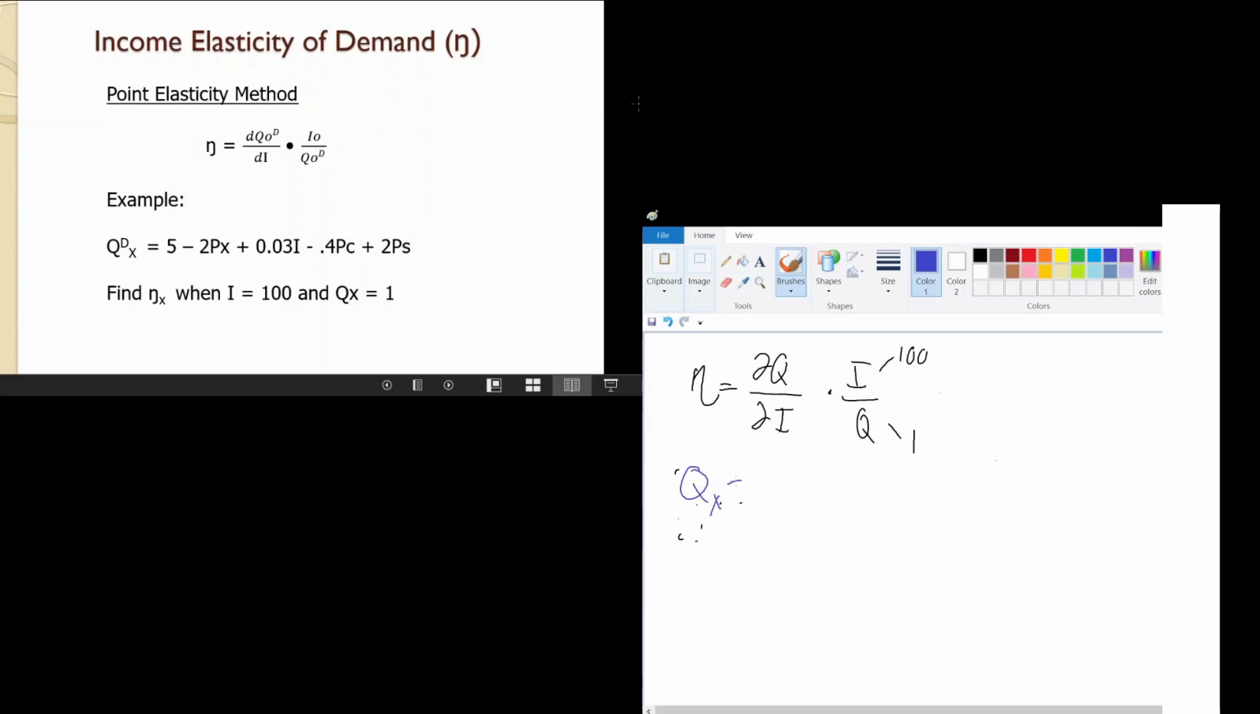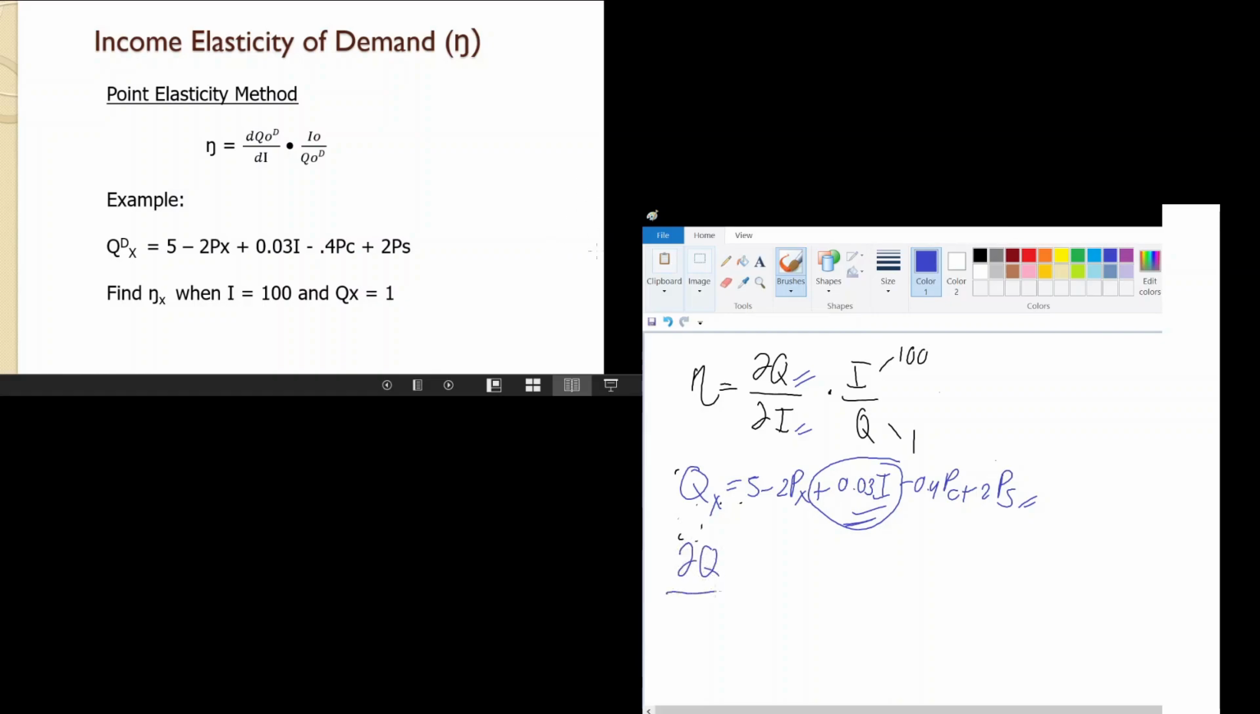Okay, QX equals 5 minus 2px plus 0.031i minus 0.4 pc plus 2ps. Okay, so we are now talking about income elasticity of demand. And here we are solving for the elasticity using the point elasticity method. So we first need to compute or to know the partial derivative of Q in terms of I. And based on our equation, we only have one I yung variable. So, we will just focus on this one.